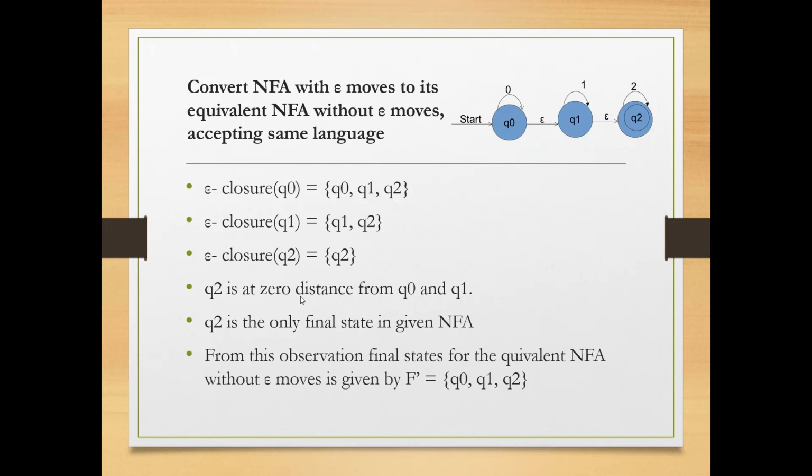Now Q0 is at 0 distance from Q0 and Q1, and Q2 is the only final state in the given NFA. From this observation, you can see there is a zero path between Q1 and Q2, and there is a zero path between Q0 and Q1. It means there is a zero path between Q0 and Q2. So if Q2 is a final state, Q1 and Q0 will also be final states, because there is a zero path. That is the reason in the resultant NFA, Q0, Q1 and Q2, all three states will act as final states.